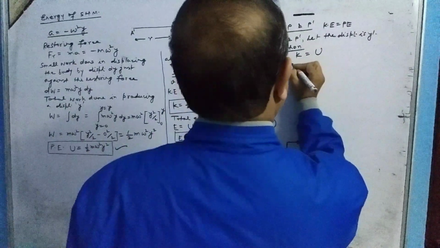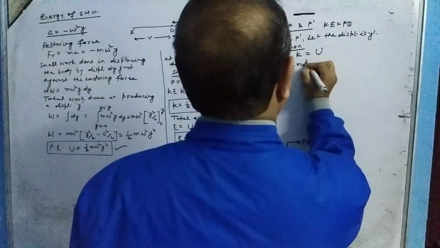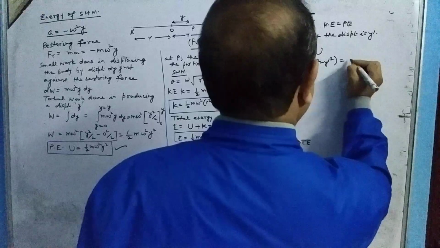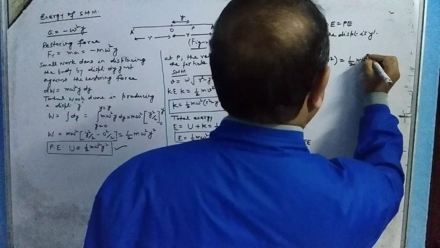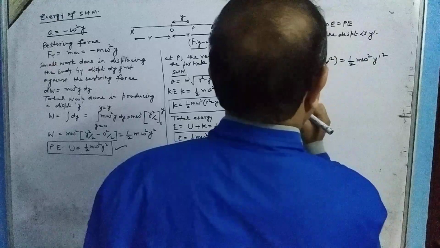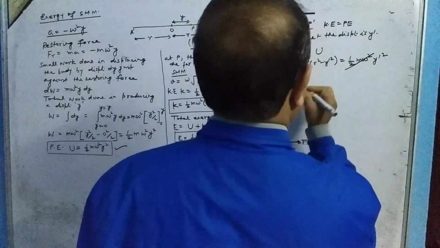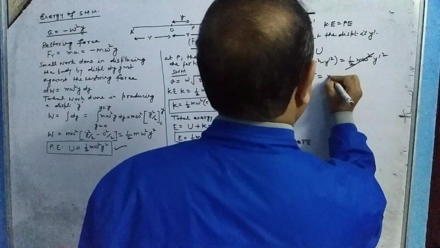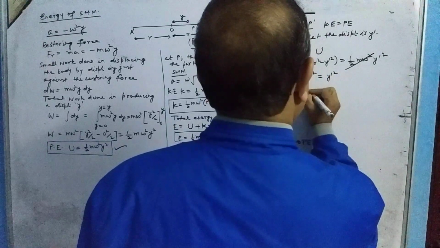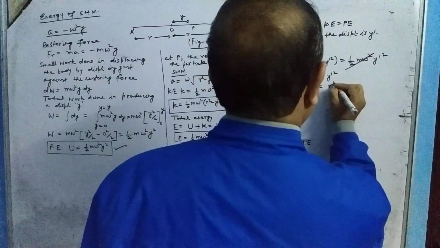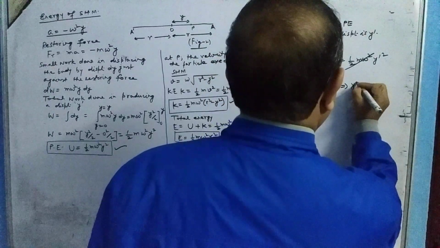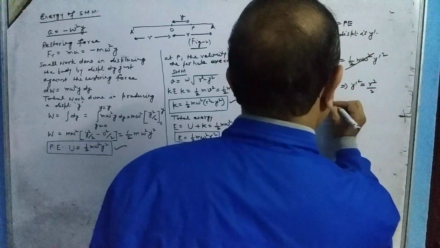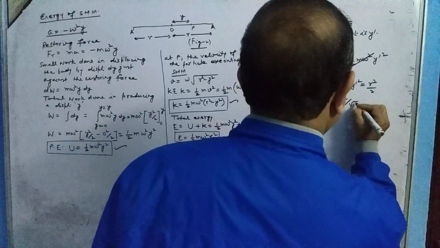In place of K, what will we write? Half m omega square (r square minus y dash square) is equal to half m omega square y dash square. Half m omega square cancels. R square minus y dash square is equal to only y dash square. So twice y dash square is equal to r square, which implies y dash square is equal to r square by 2. So y dash should be plus minus r by root 2.